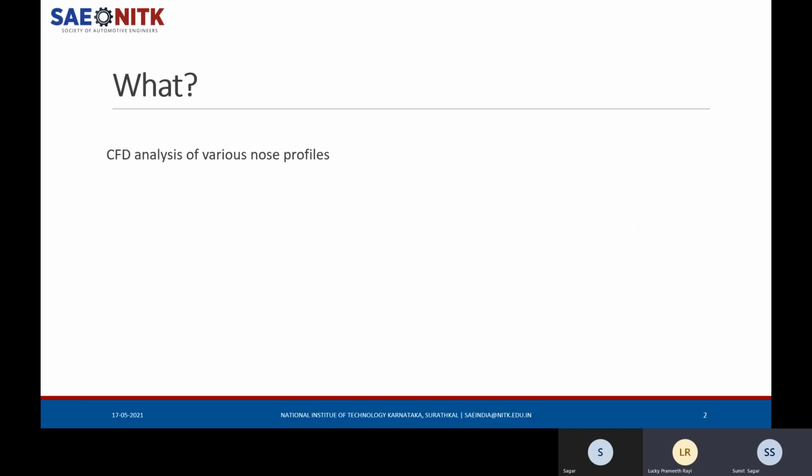What is this project? This project deals with the comparison of various nose profiles and their aerodynamic characteristics. And how do we do it? The nose profiles are designed using SolidWorks and analyzed on ANSYS Fluent.